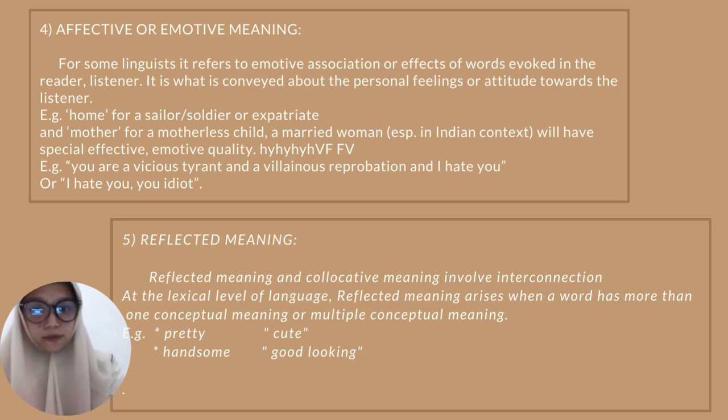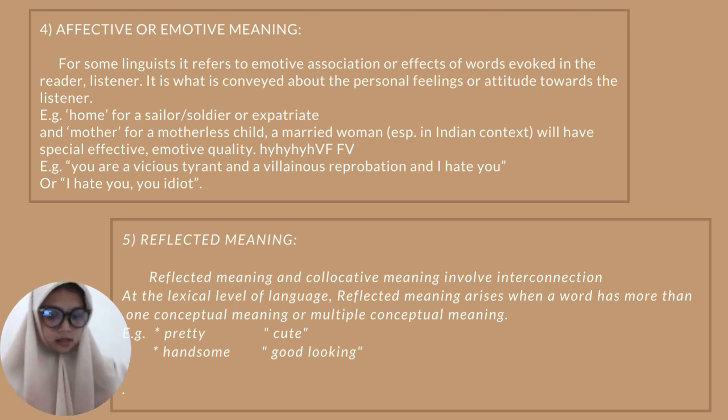And the fifth is reflected meaning. Reflected meaning and collocative meaning interact and connect at the logical level of language. Reflected meaning arises when a word has more than one conceptual meaning, or multi-conceptual meaning. For example, like pretty or cute, and then handsome, good looking, and so on. In this multi-conceptual meaning, like pretty, it is not only that you are pretty, but you are beautiful, for example. And then cute, and so on.